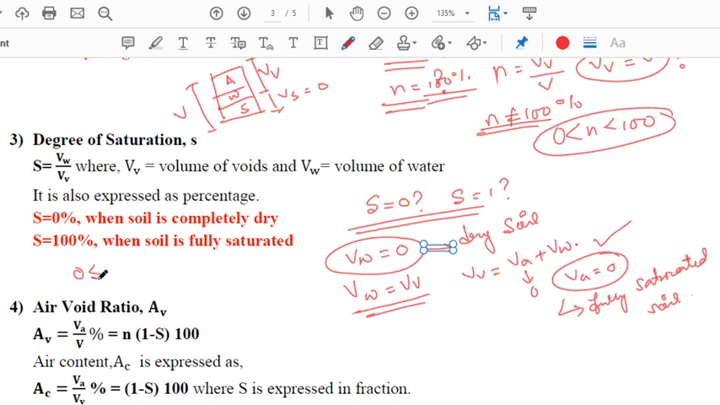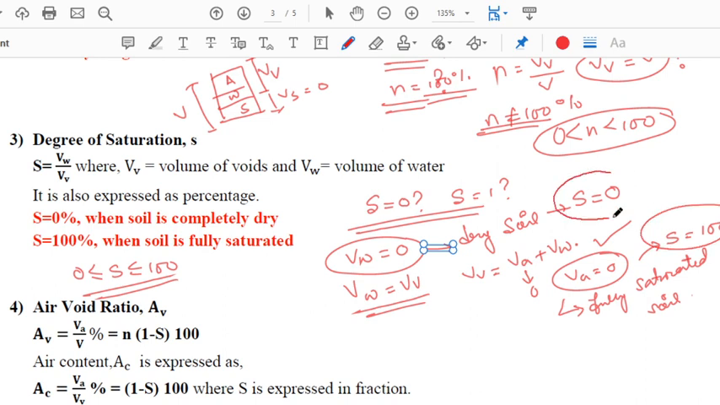So the value of S lies somewhere between this. It can be 0, and also it can be 100, and it can have any values between this. If dry soil, S will be 0. For fully saturated soil, S will be 100. Okay, so when S is 0, we consider the soil as completely dry, and when S is 100%, we consider the soil as fully saturated. So both of these conditions persist.